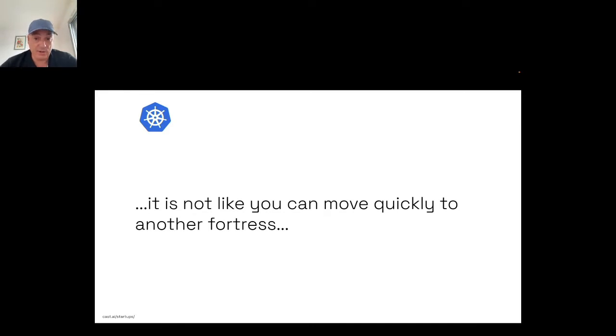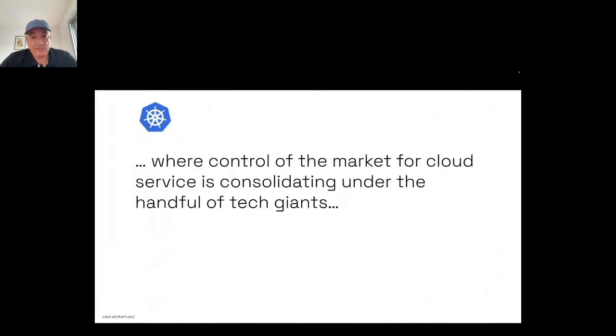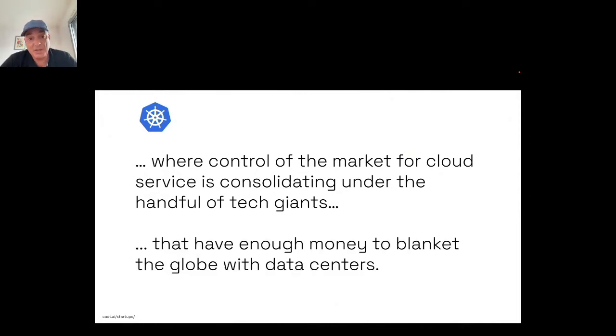So we live in the world where the control of the market for cloud services is consolidating, and a handful of tech giants, these are the three cloud providers, they control the market for cloud services. There's only three winners by far over everybody else. And frankly, they have enough money to blanket the globe. So this industry effectively became a monopoly with three very large operators and zero point five for the rest that control the market. They will decide whether you can go on their cloud or not. Sometimes it's a market decision, other times it's not. And whichever one you choose, you are at the mercy of that.